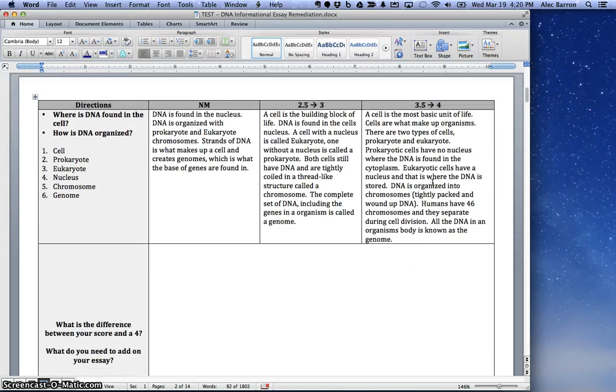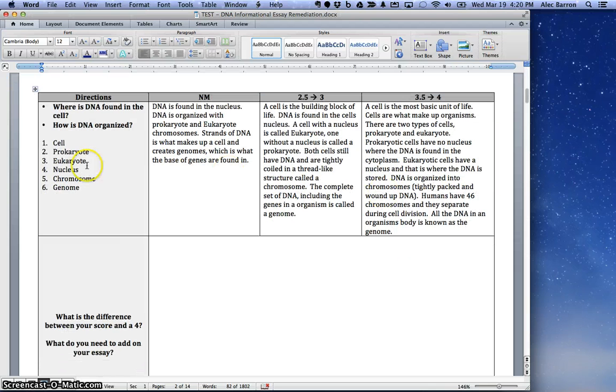So the very first part is this part. What you'll first see is that for each paragraph, I have taken sample student work, and actually I hand wrote, or I typed it in, for a no mark score, a 2.5 to 3 score, and a 3.5 to 4 score. And in the first paragraph, you are asked to answer the questions, where is DNA found in the cell and how is DNA organized? And you are supposed to use these words right here.